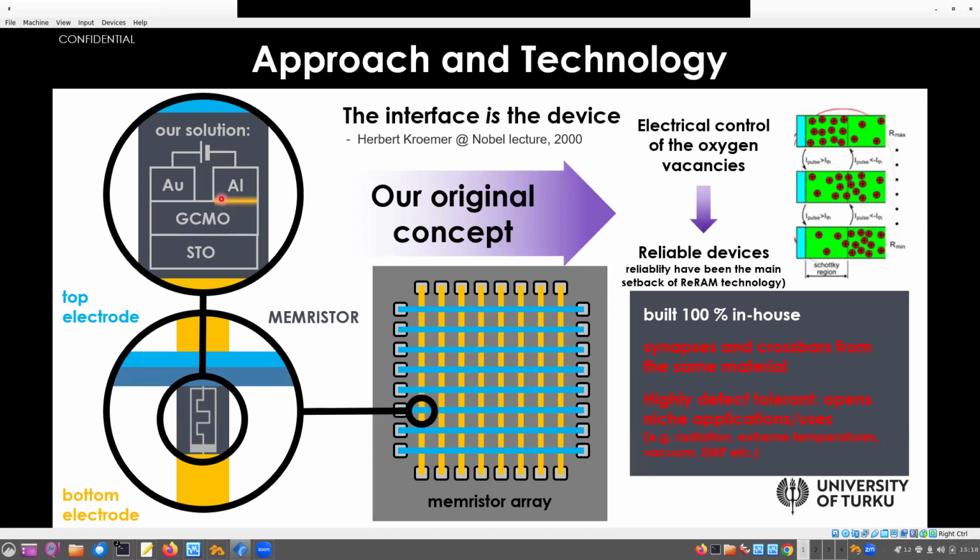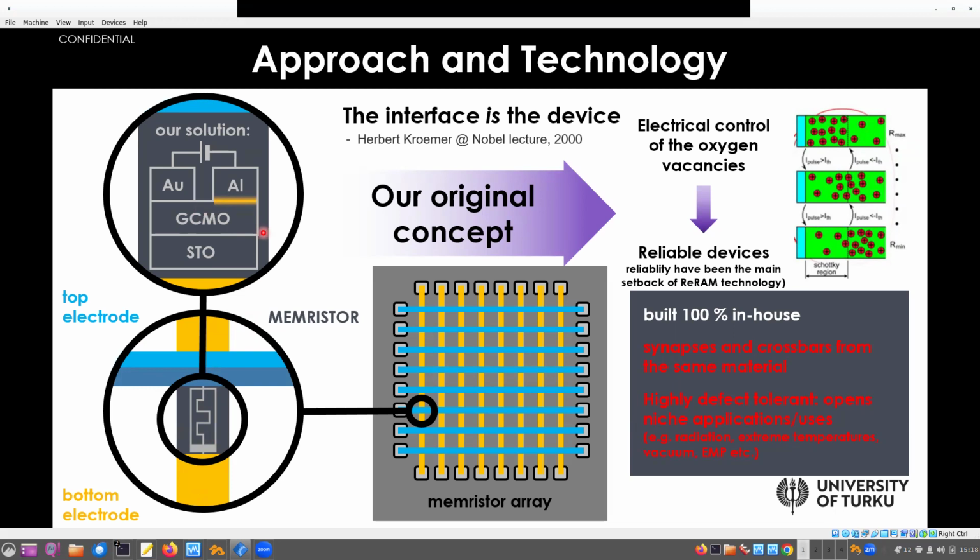But the difference between our material and, for instance, this praseodymium calcium manganite, which quite a lot of research groups are working on, is that GCMO in the calcium doping regions that we use is almost metallic. So the resistivity is quite low, which means that we can make the bottom electrode from the same material as the interface. So we don't need very many layers in between.